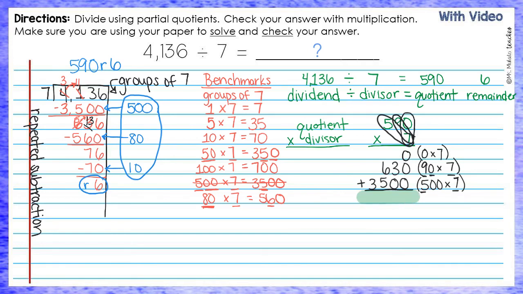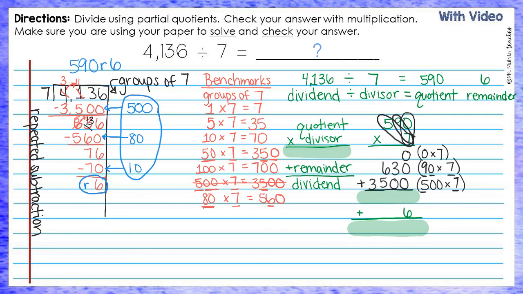The answer that you got should be close to our dividend. If it's not our dividend, that's because we still need to add our remainder. So once we get our answer here, do the quotient times the divisor, we need to add our remainder. So our remainder was 6. So we will add 6 ones and see if that gives us our dividend. Our dividend is 4,136. If you got the dividend here, you did your problem completely correct.